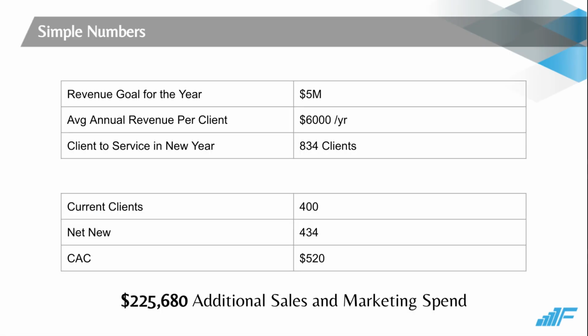All right, so I tried to simplify this as much as possible. There's lots of ways this can get complex. So we are using some averages, we are using some easy numbers for illustration purposes, and we'll get deeper into this as we go. So the first thing we need to know in order to hit our revenue goal for the year is what is the goal? So, what is that revenue goal? In this example, we put in $5 million as the revenue goal.